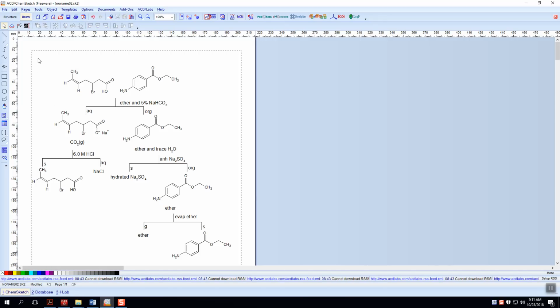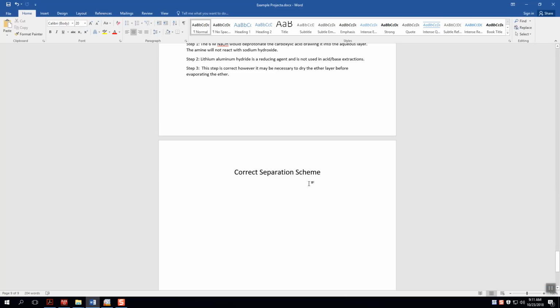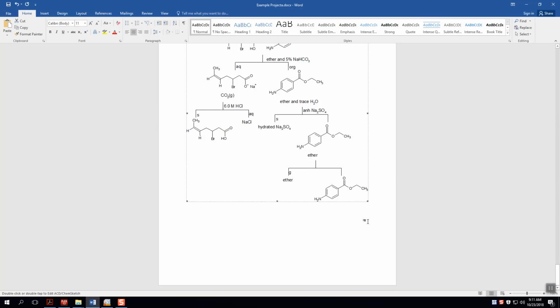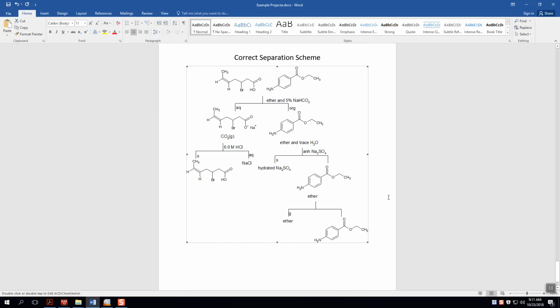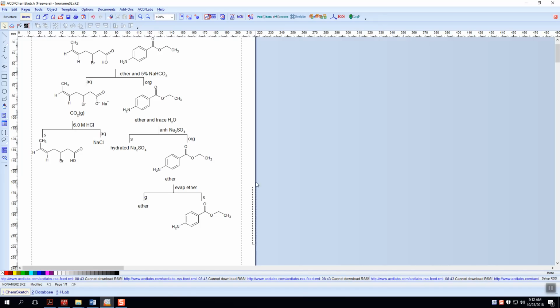I can simply copy the entire separation scheme and come over to Microsoft Word. I've already made my title, hit Control V, and my correct separation scheme is entered. I found that it was much easier to write the separation scheme with ChemSketch than to write it in Microsoft Word and try to draw these lines. The other thing is I'm noticing that I missed a couple things here, so I'm going to come back over here, and it looks like they're there, I just didn't grab them.